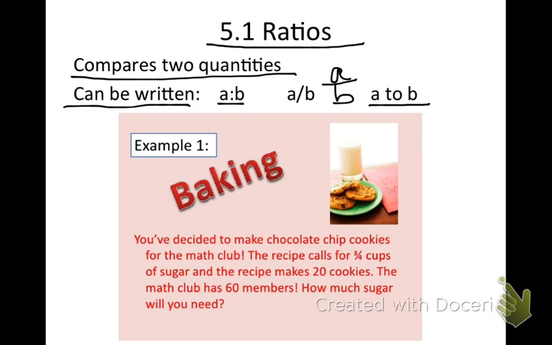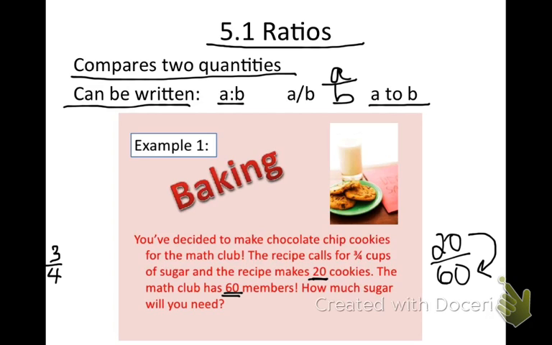You do not need to write down my example, but here's my example of how I could use a ratio. Let's say you've decided to make chocolate chip cookies for the math club or the math class. The recipe calls for 3/4 of a cup of sugar, but that only makes 20 cookies, and we have 60 members, so we need to make 60 cookies. I can write that as a ratio of 20 to 60. If I wanted to figure out how much sugar I would need, I know I need 3 times the amount of sugar to get my 60 cookies, and I could calculate that.